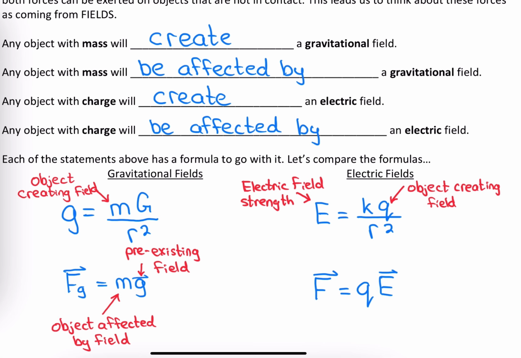And just as we had in the gravity case, this is the object affected by the field. And this is a pre-existing field, meaning it's not the field that's created by this object. This is created by something else. It already exists before this Q came along.